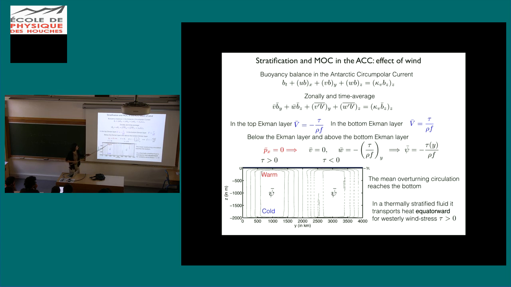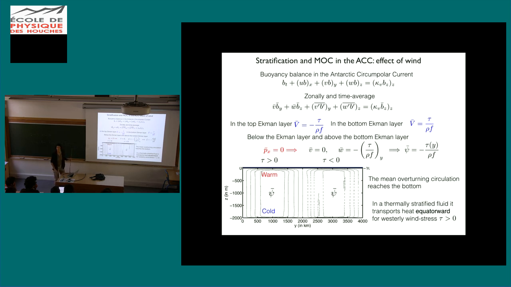Now, I haven't talked about buoyancy yet, but this is the southern hemisphere, so you're going from cold to warm, and typically the ocean is stably stratified and it's warm at the top and cold at the bottom. And so a circulation like this would tend to overturn the temperature.